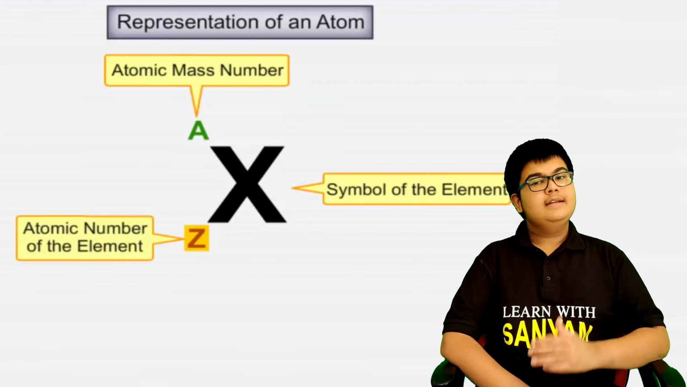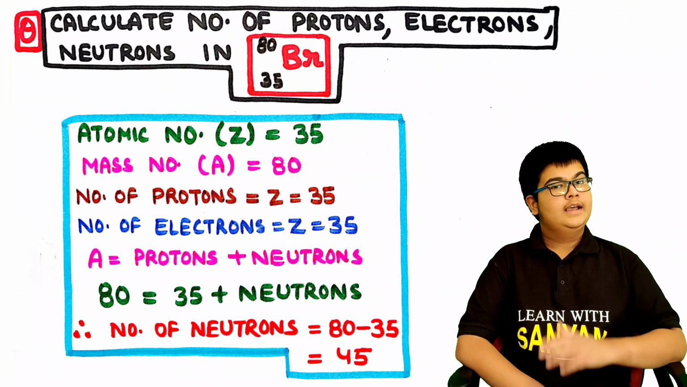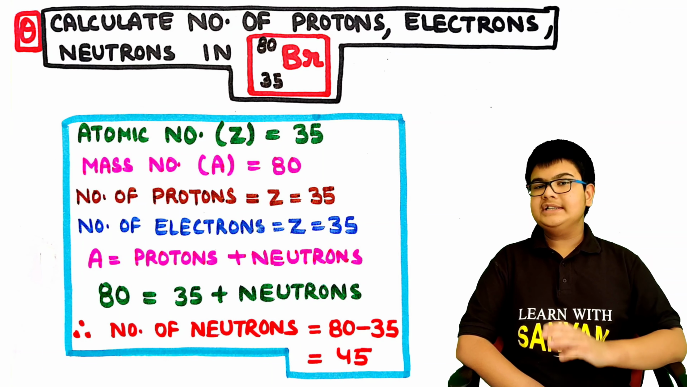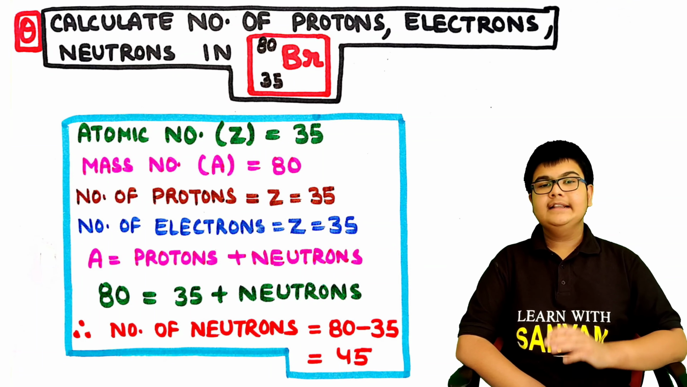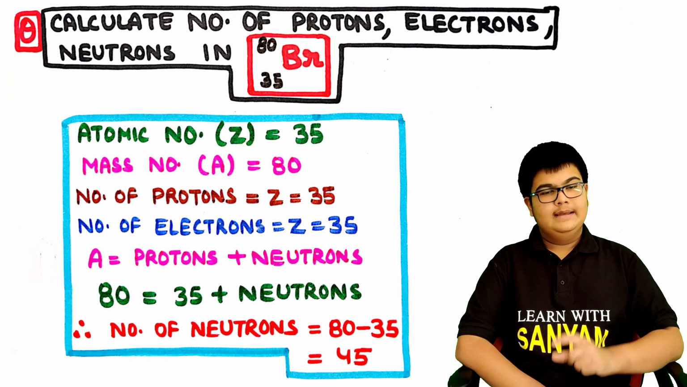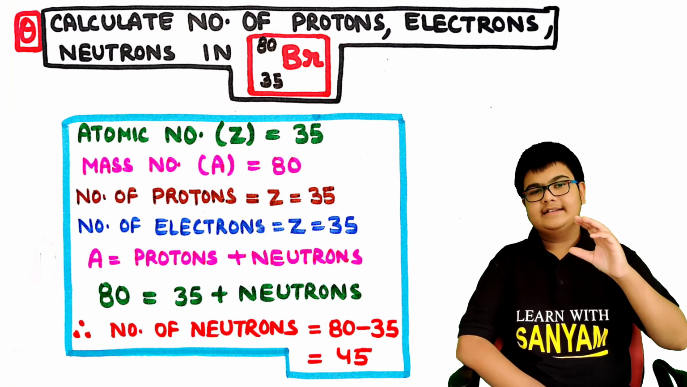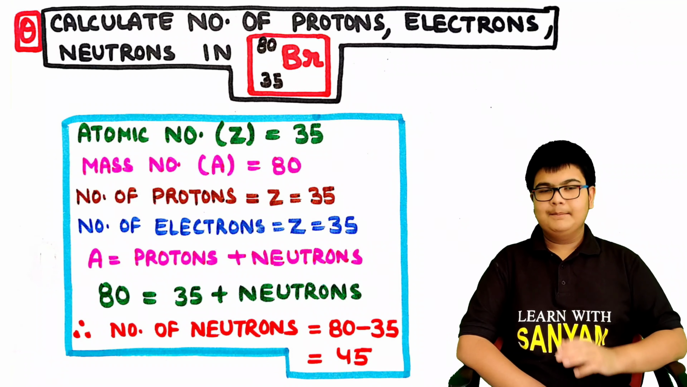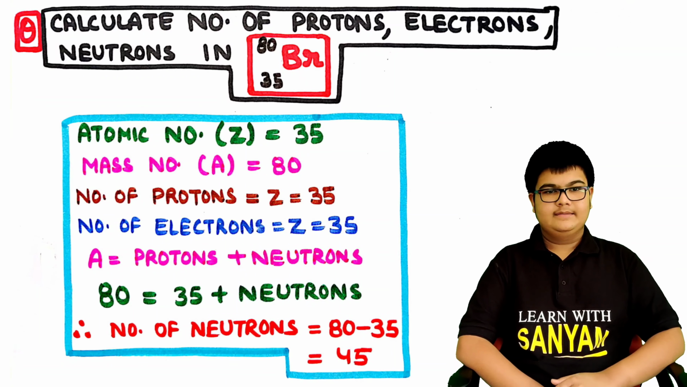Now let's solve a question based on atomic number, mass number and representation of an atom. The question says: calculate the number of protons, electrons and neutrons in bromine-80, atomic number 35. This is an NCERT textbook question. So in this question, you can see that the atomic number Z is 35, because the number written on the bottom corner is the atomic number and the number written on the top corner is the mass number. So atomic number is equal to 35 and mass number is equal to 80.